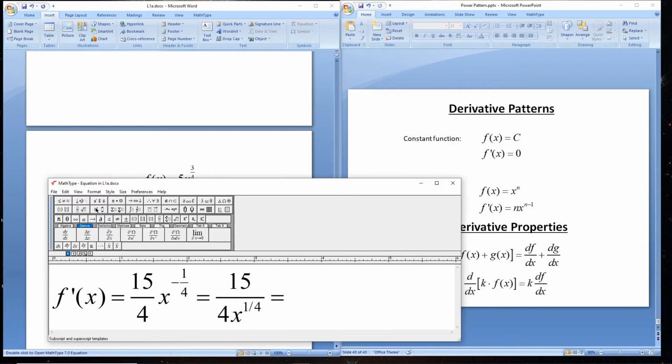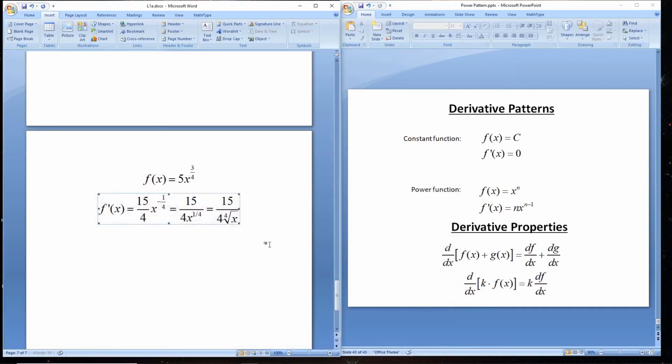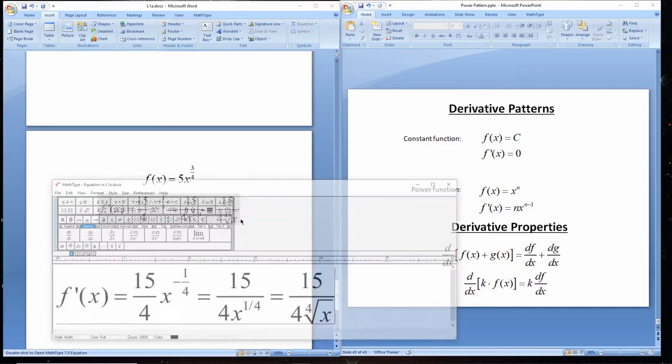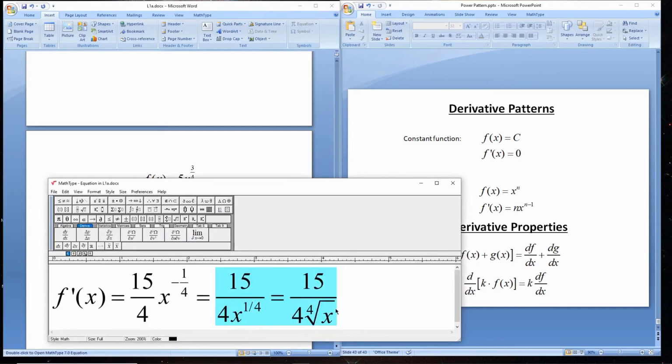And if for some reason you find attachment to the radical symbol, you can always use that as well. And I actually chose the wrong symbol there. I need to choose the one that's got the input there. And there's our answer. And again, MyMathLab should accept both of these equally because they both have positive exponents.